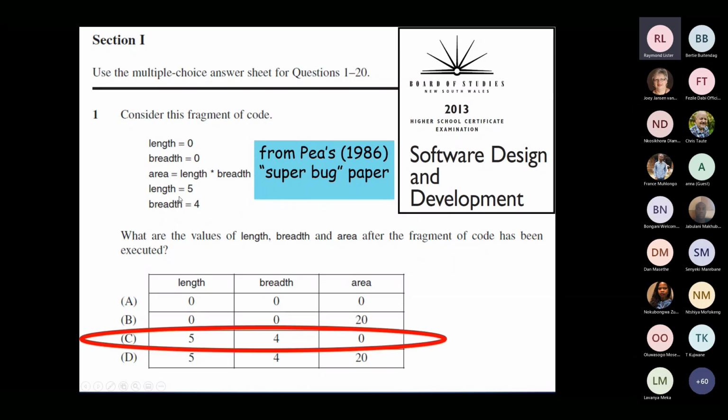The correct answer, for the values of length, breadth, and area after this code is finished: length and breadth will be 5 and 4, but area will be 0, because we did the calculation before we did that initialization to 5 and 4. But in fact, 30%, almost a third of the students who'd studied this high school subject for two years, chose option D.